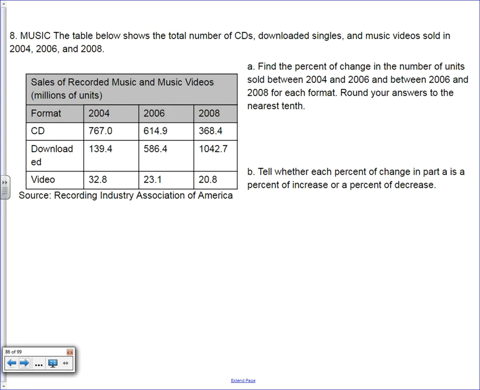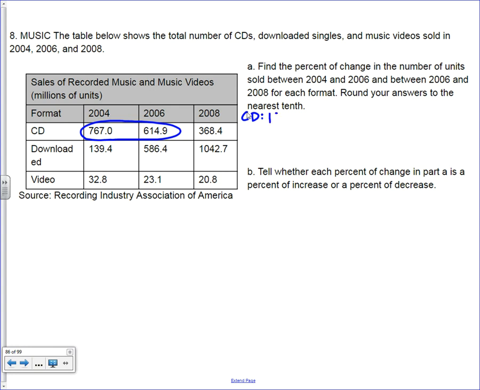Moving on, let's take a look at this chart. We've got CDs downloaded and videos. Okay, it says find the percent of change in the number of units sold between 2004 and 2006 and between 2006 and 2008 for each format. Okay, so I basically have 3 formats and I have to do 2 of these problems for each. So I really am going to be doing 6 problems for this. Let's start with my CDs. If I want to do my percent of change from 2004 to 2006, the first thing I need to do is subtract those and figure out how much it changed.